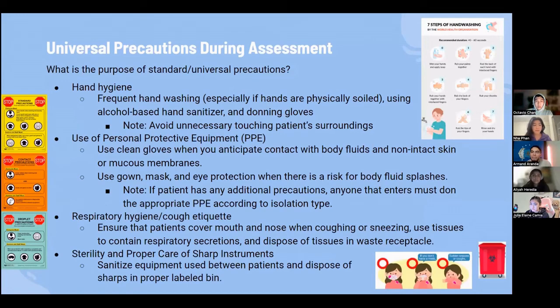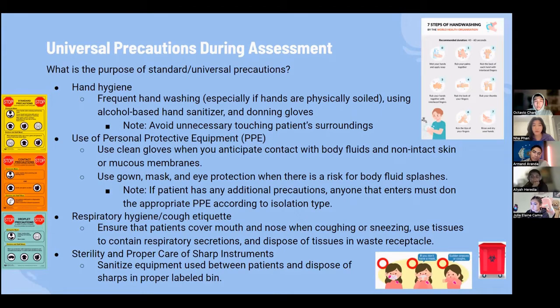So before collecting data from the patient, it's best to be aware of the universal precautions during assessment. So what is the purpose of standard/universal precautions? The purpose stems from the idea that any bodily fluids, including blood, mucous membrane, and non-intact skin, may contain infectious agents that are capable of being transmitted. And patients and healthcare workers in the hospital are at much higher risk for picking up an infection.